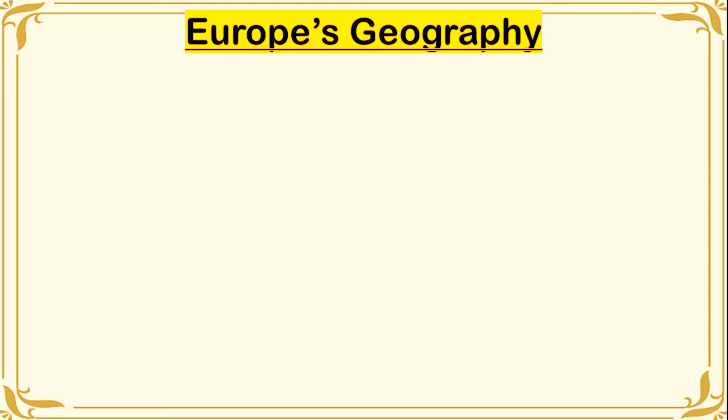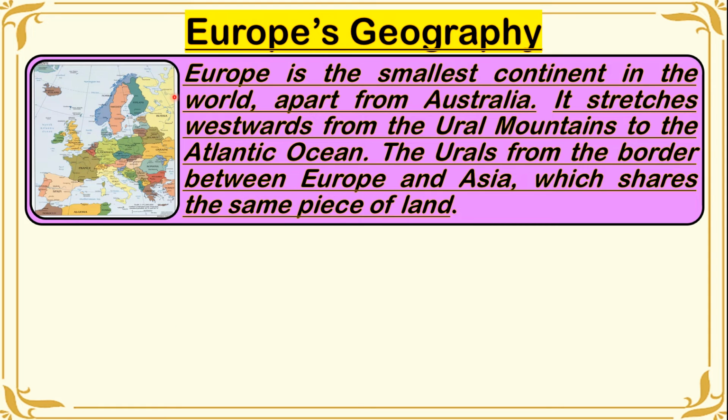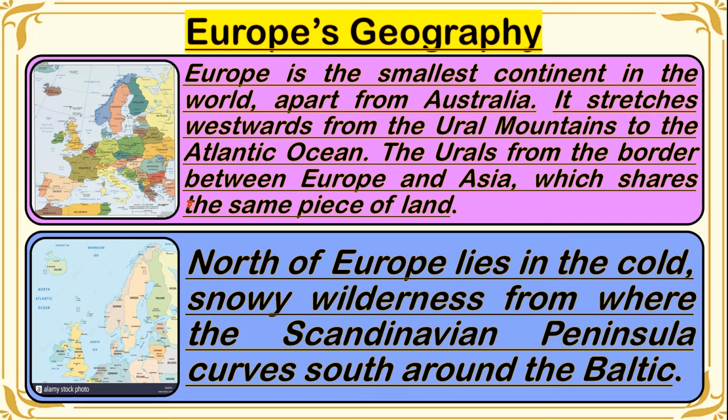Now let's discuss Europe's geography. Europe is the smallest continent in the world, apart from Australia. It stretches westwards from the Ural Mountains to the Atlantic Ocean. The Urals form the border between Europe and Asia, which share the same piece of land. So Europe and Asia are actually connected, but they are naturally separated by the Urals, or Ural Mountains.